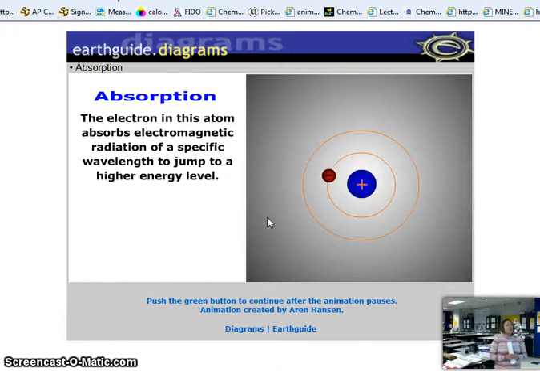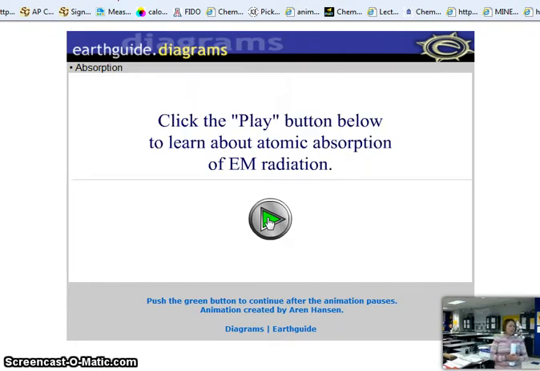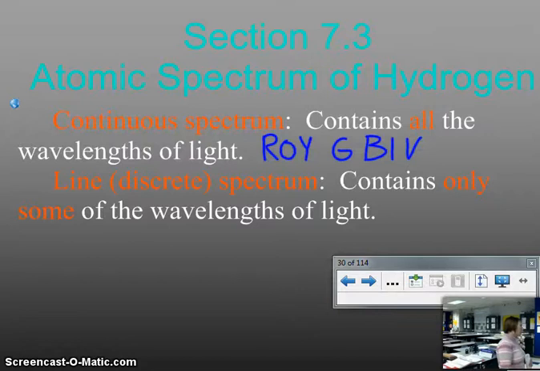So here's the electron in hydrogen moving around its nucleus. It can absorb energy and move to a higher energy level away from the nucleus, but that's unstable. So eventually it will return back down to the nucleus, and when it does, it releases energy as photons of light. And it only releases specific wavelengths. I'll show you some of those with different elements tomorrow in class. Okay?